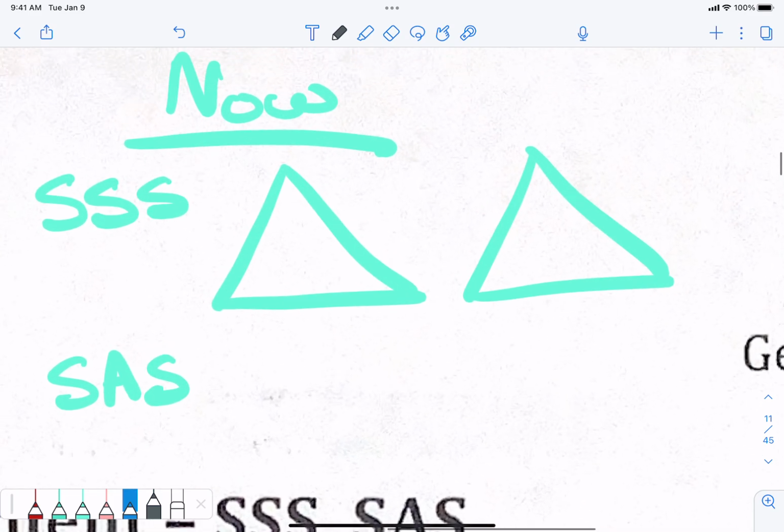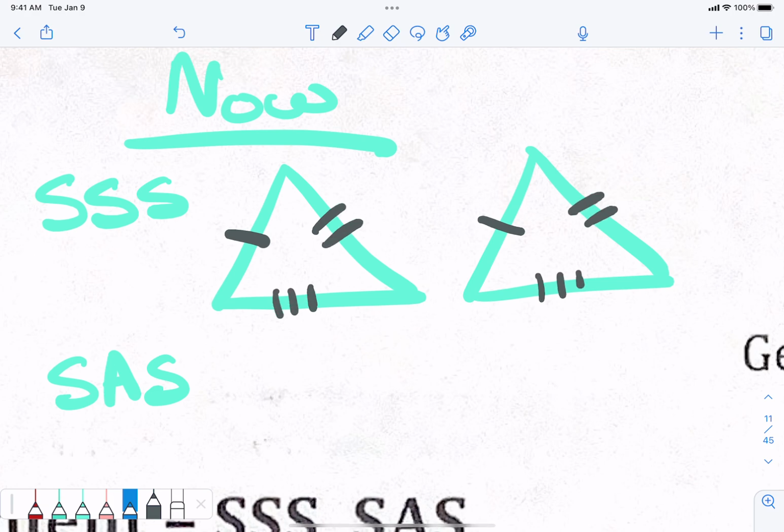Side, angle, side. If I have 2 triangles and this side matches this one, and this side matches this one, and this side matches this one, then if these 3 sides match those 3 sides, the angles have to be the same. There's no way they're not the same. Those 3 angles have to match, so we don't have to check off the angle boxes because there's no other option. If the 3 sides match the other 3 sides, the angles by default have to follow. So we only have to check off the sides rather than doing the angles as well.